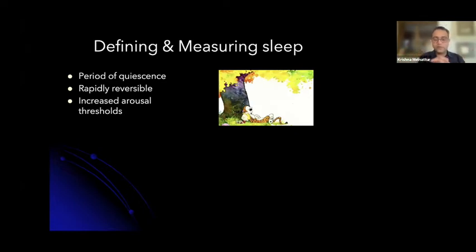So this distinguishes sleep from quiet wake, right? Sitting quietly. The final criterion is that it's homeostatically regulated. That means if you deprive the animal of sleep, you should see a rebound the next day. You sleep more, you sleep deeper, or both, right?